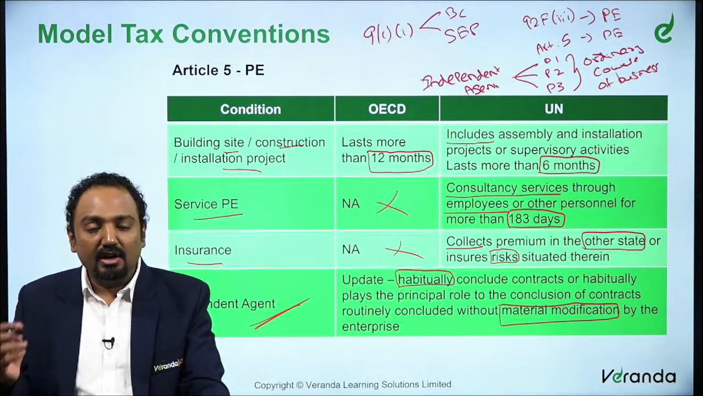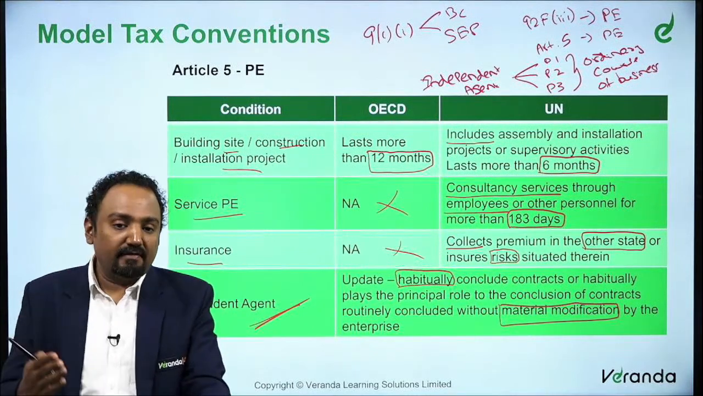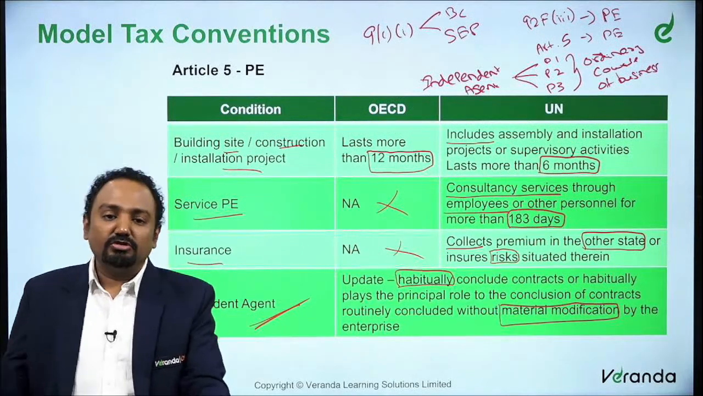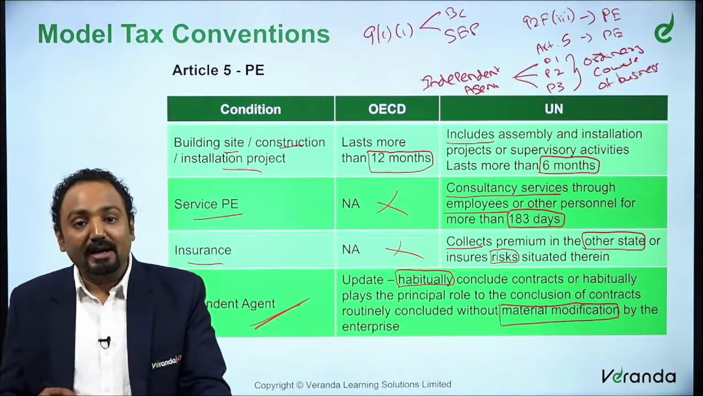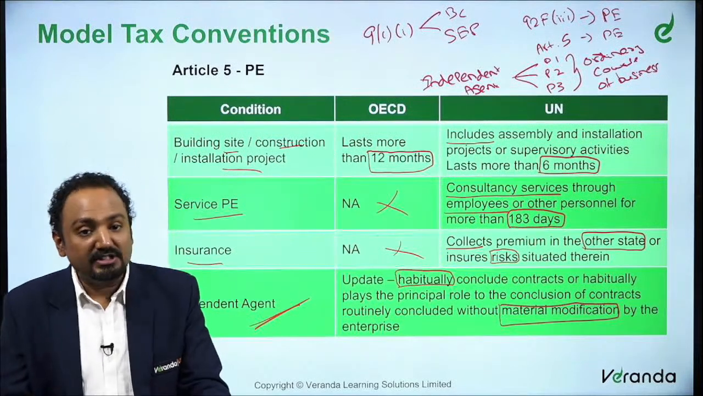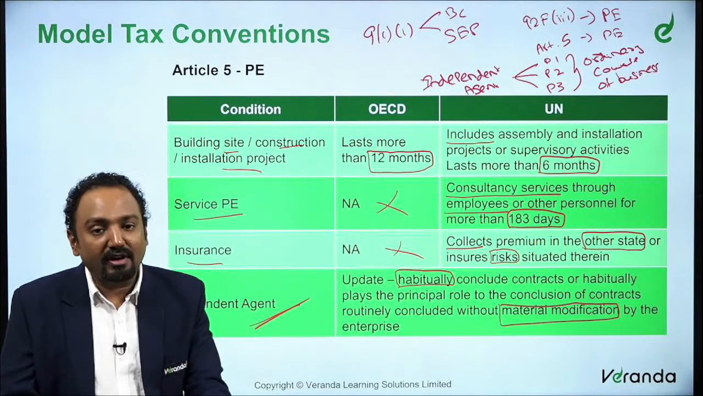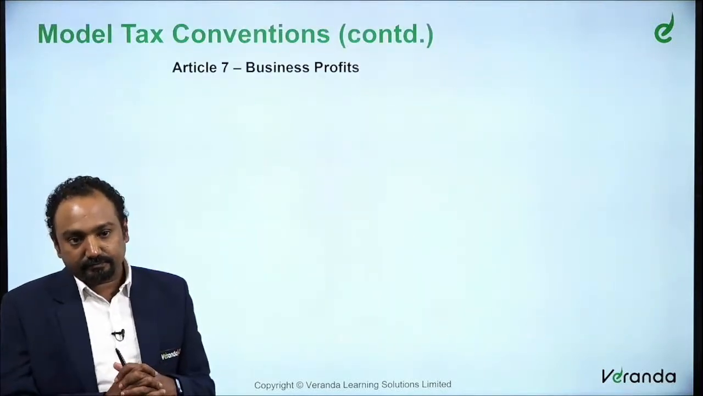You have that power to conclude contracts. So in that case, you will be called a dependent agent. So if you are a dependent agent, you become a PE to such principal. So that's what is discussed in both the OECD and the United Nations for Article 5.